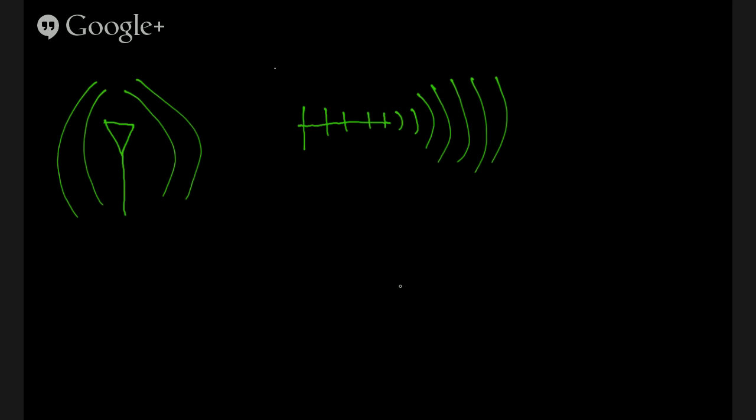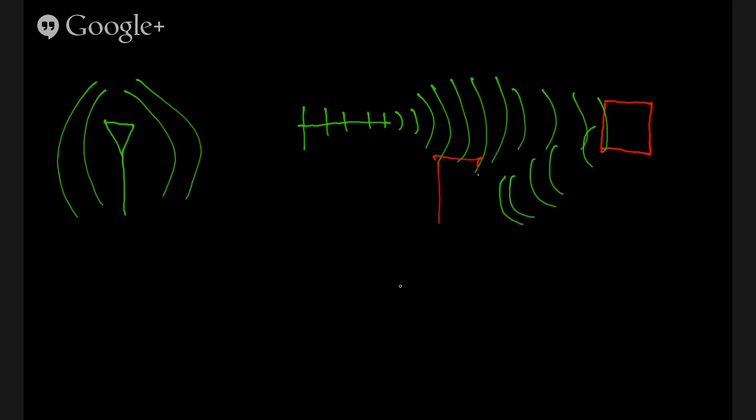And on VHF and UHF, because it is generally line of sight, we can use obstacles such as buildings to our advantage to reflect our highly directional signal to access a repeater.